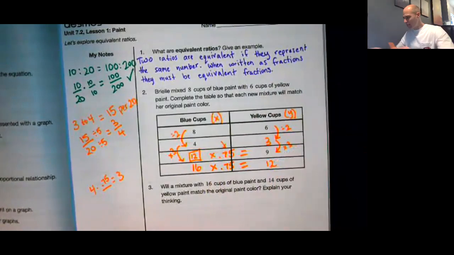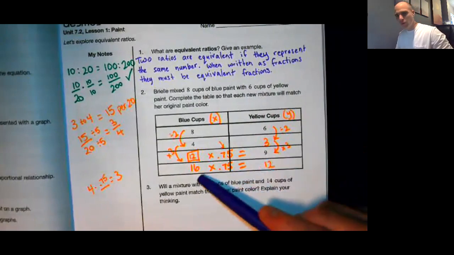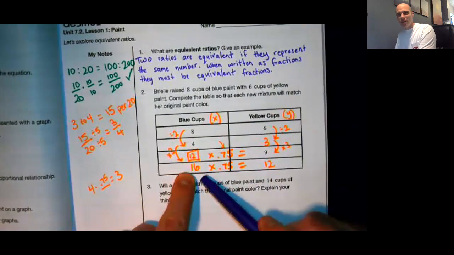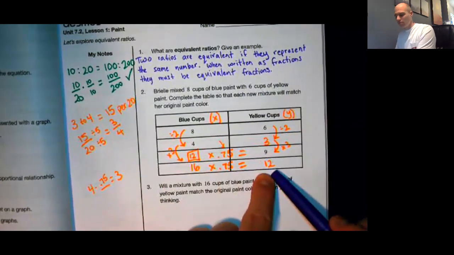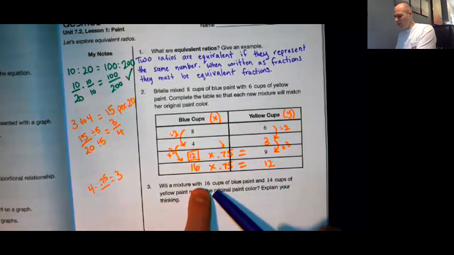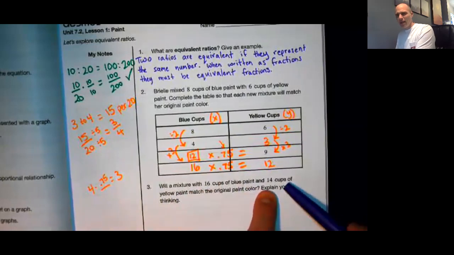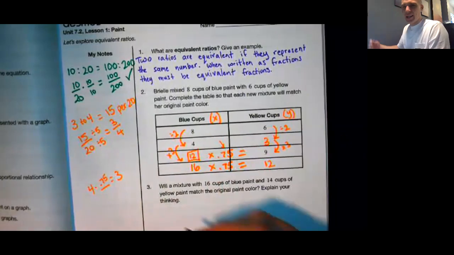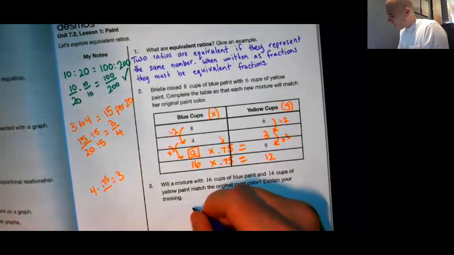All right, and so this last part here says, will a mixture with 16 cups of blue paint and 14 cups of yellow paint match the original paint color? Explain your thinking. Well, I didn't even realize the next question was going to be about 16. We know how many yellow she's supposed to use if she's using 16 blue, right? We just did it. 16 blue, she should use 12 yellow. So if she does 16 blue and 14 yellow, that green color is going to come out too yellowish, right? It's not going to be right. So we could just say that as our answer, but let's do it a little more mathematically.